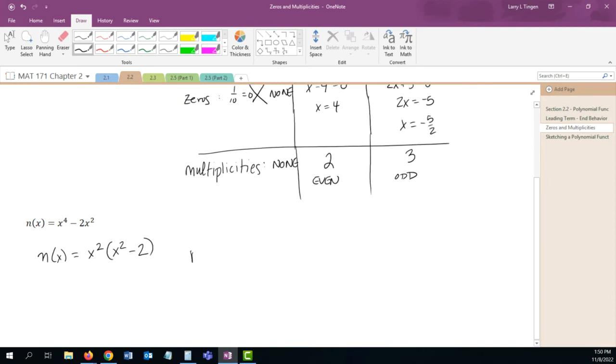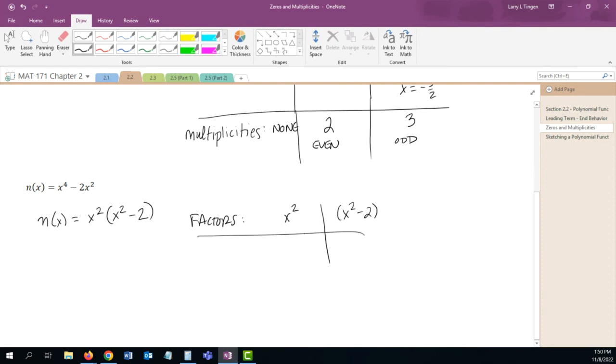Can I do this now? Yeah, factors. What are my factors? My factors are x squared and x squared minus 2. What are the zeros?